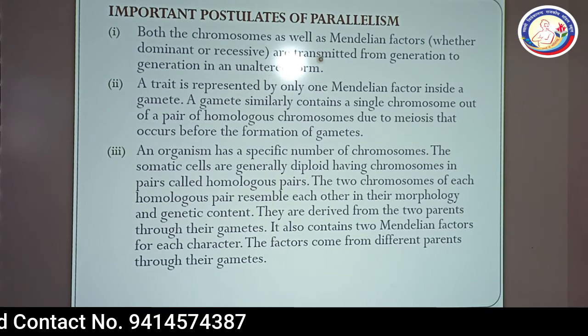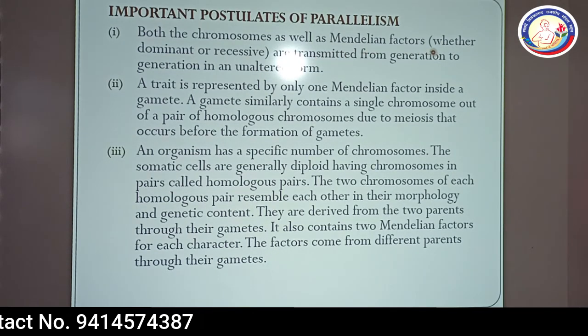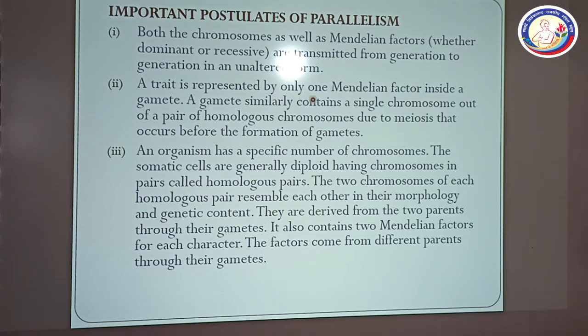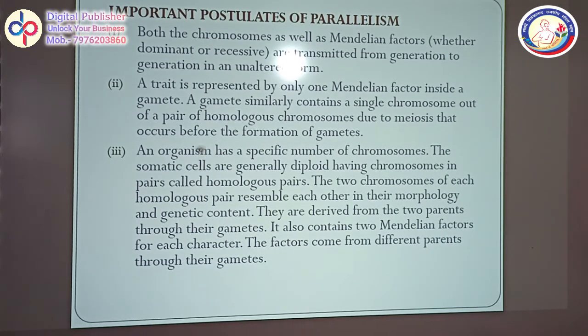Both the chromosomes as well as Mendelian factors are transmitted from generation to generation in the unaltered form. A trait is represented by only one Mendelian factor inside a gamete. A gamete similarly contains a single chromosome out of a pair of homologous chromosomes, due to the meiosis that occurs before the formation of gametes.